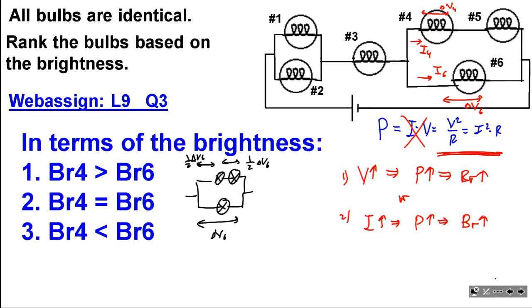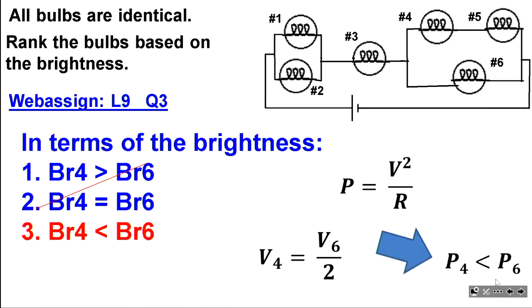Less voltage, dimmer, dimmer. Also, of course, we could think in terms of electric current. Electric current here has to split because it's a junction rule. But more resistance means lower current. The top branch has more resistance, twice more. So I4 will be less than I6, less current, dimmer, higher current, brighter. And of course, now probably just have to rank all of them. Okay, that's the answer.